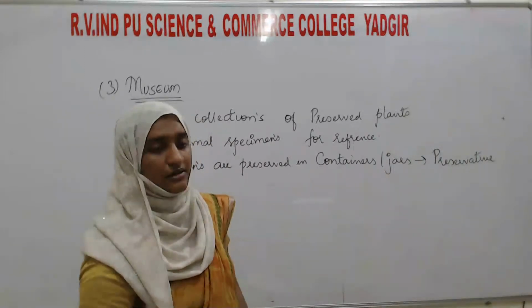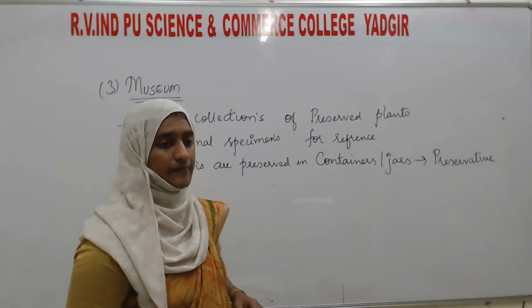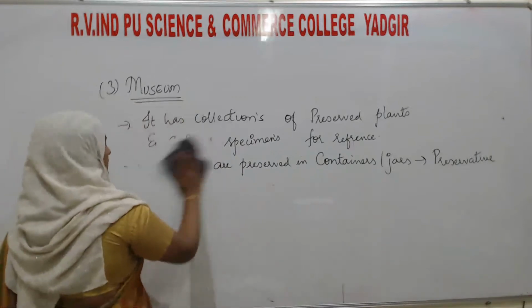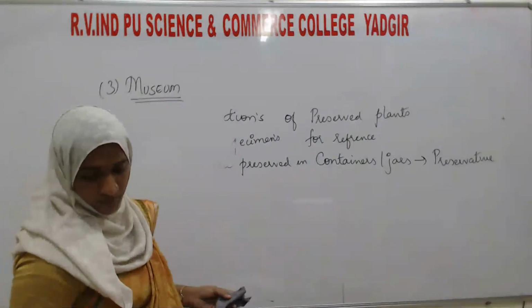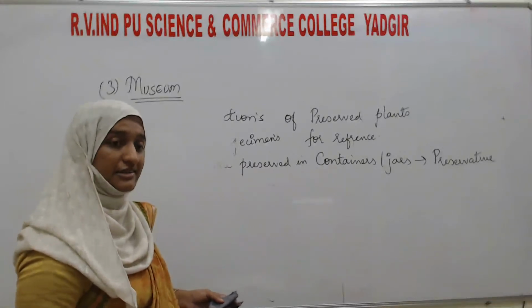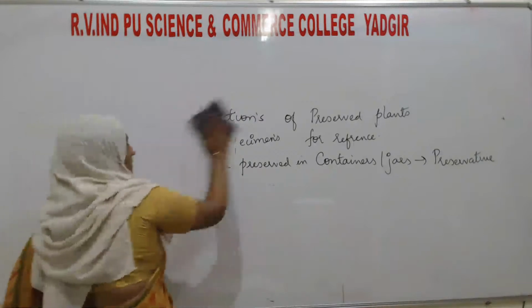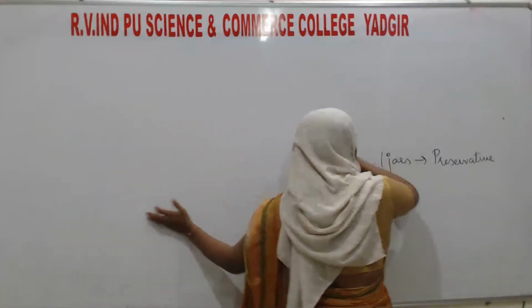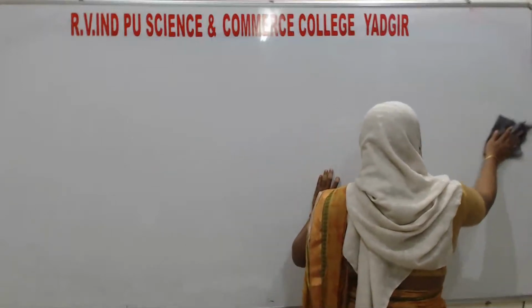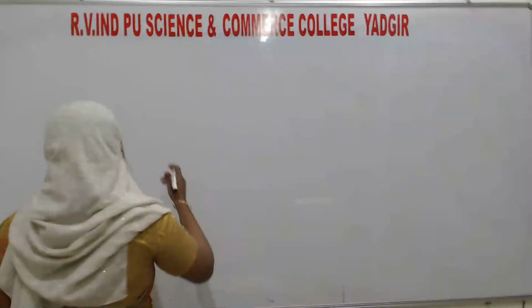The next taxonomical aid, after the museum, is the fourth one, zoological parks.